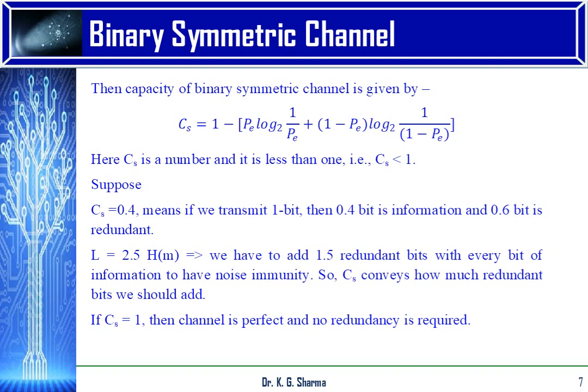Suppose CS is 0.4. It means that if we transmit 1 bit, then 0.4 bit is information and 0.6 bit is redundant. It means that the length of the code will be 2.5 times the entropy of the source, and we need to add 1.5 redundant bits with every bit of information. So CS conveys how many redundant bits we should add. From here, we can also say that if the capacity of the channel is 1, then the channel is perfect and redundant bits are not required to be embedded with the information.